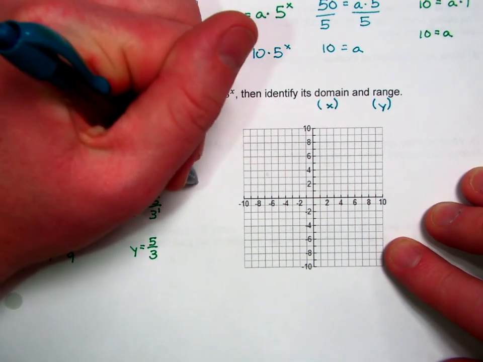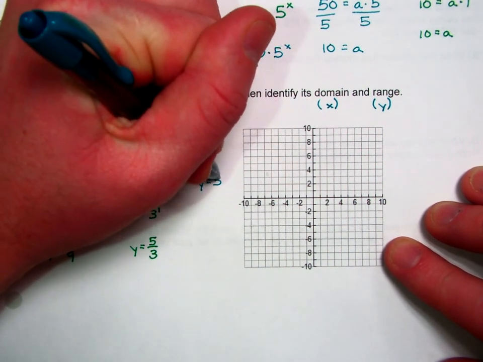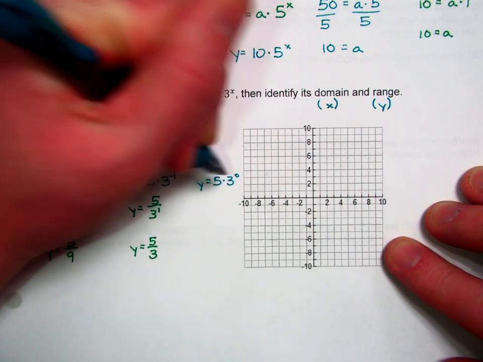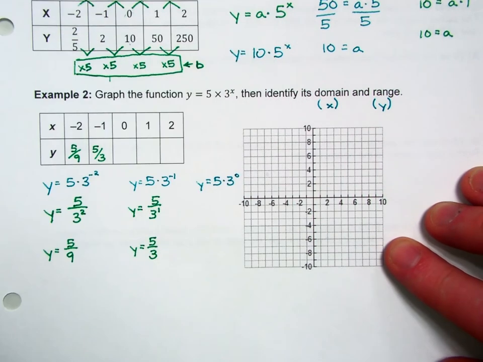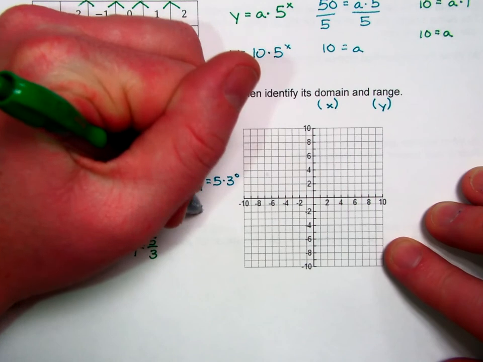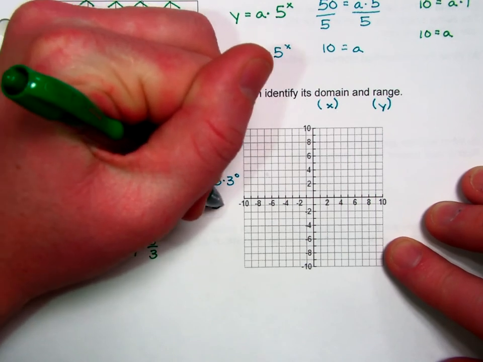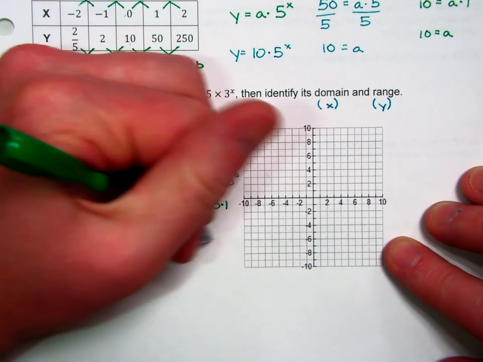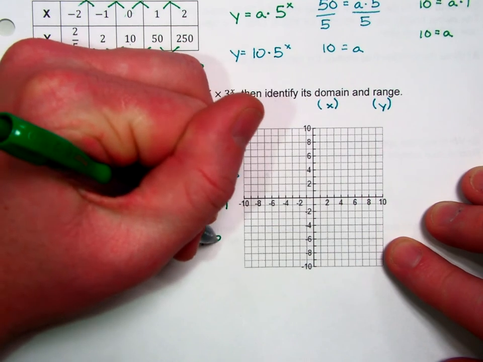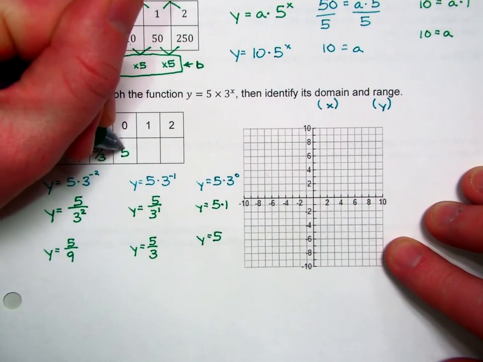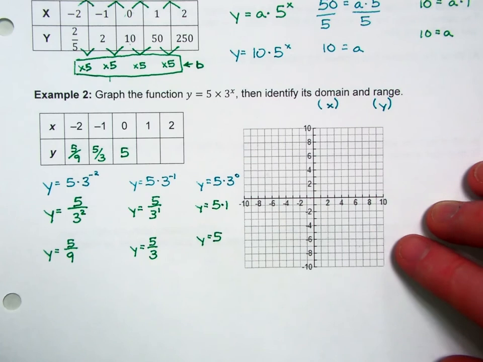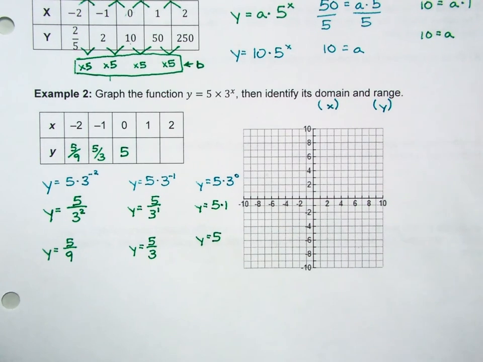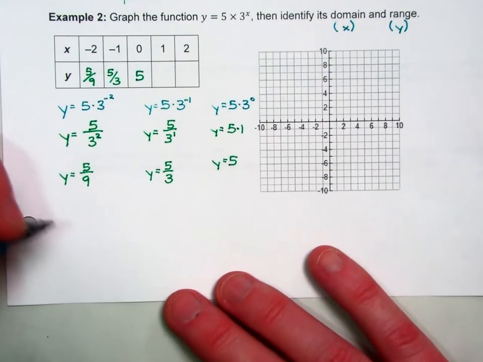Plug in 0. y equals 5 times 3 to the 0th power. Again, we already know what the 0th power is. 3 to the 0th power should just be equal to 1. And when I multiply 5 by 1, we're going to get an output of 5. Okay, then we'll plug this in with a 1 and a 2 as well.